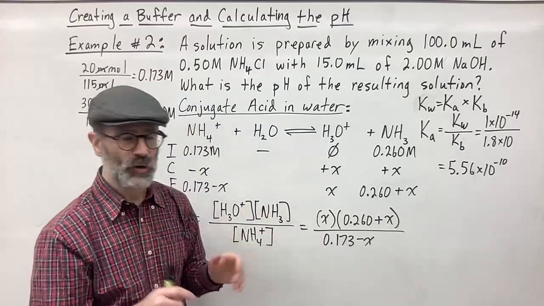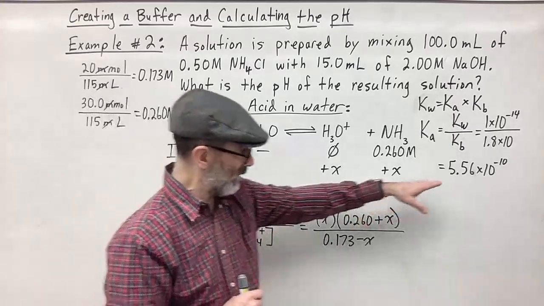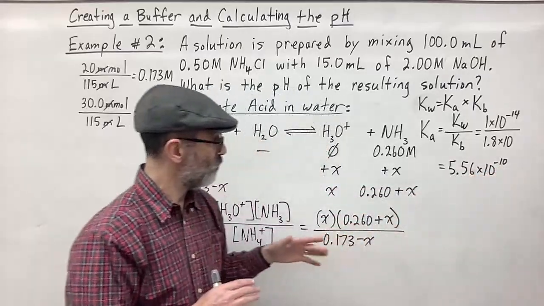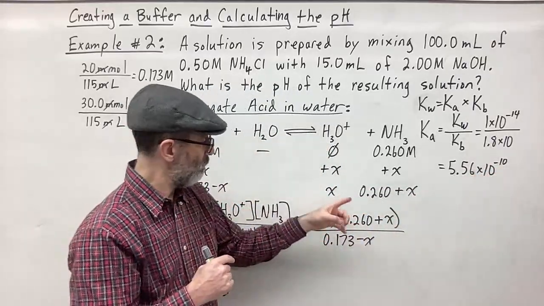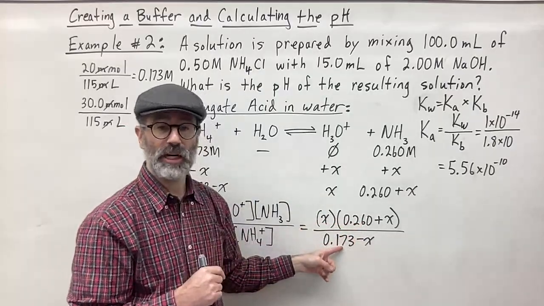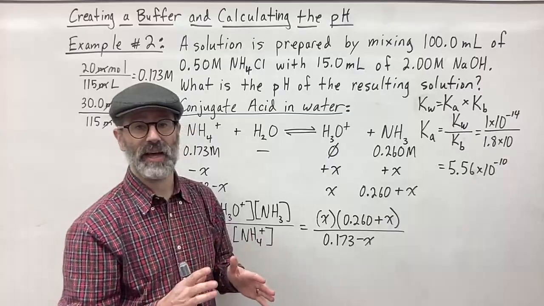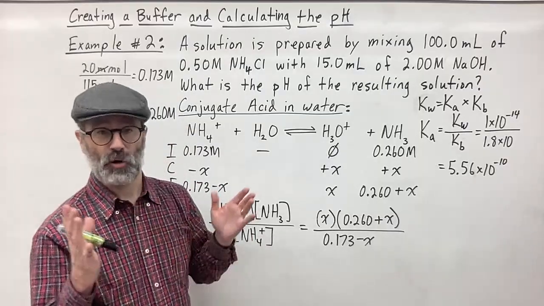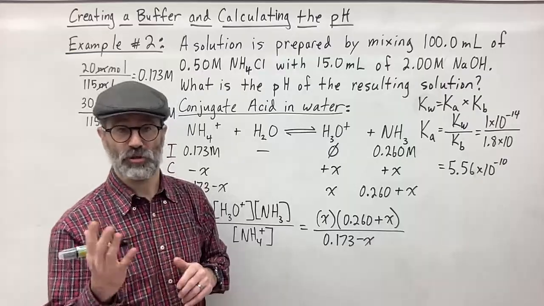It's negligible, right? So anytime there is a factor of 10^3 or greater difference between the Ka and your initial concentrations, then it's safe to say that the 5% rule will work and you don't really have to do it unless your teacher or professor says you should do it and show it.